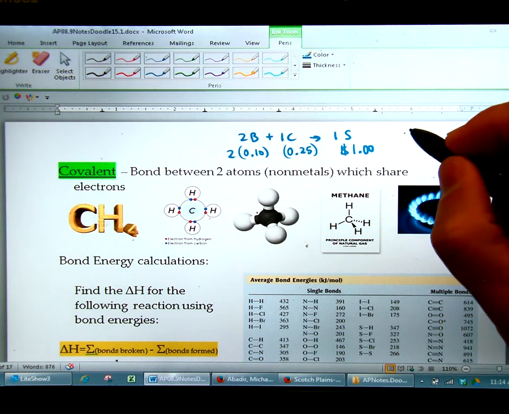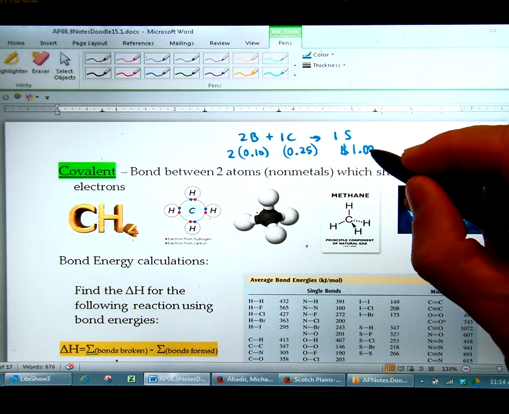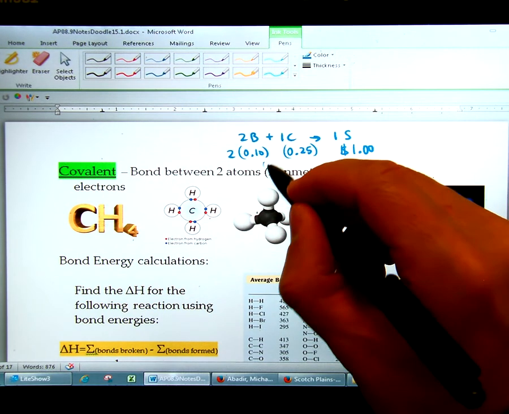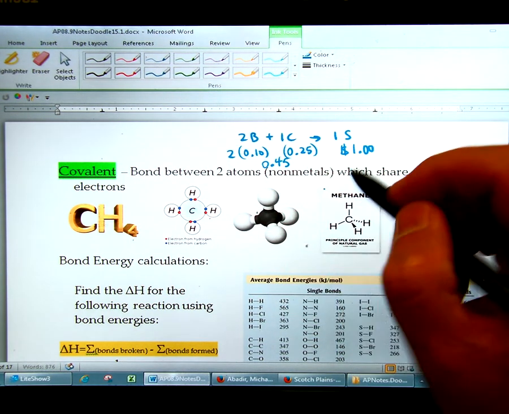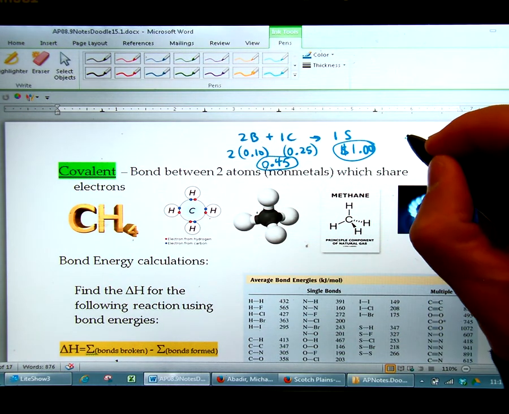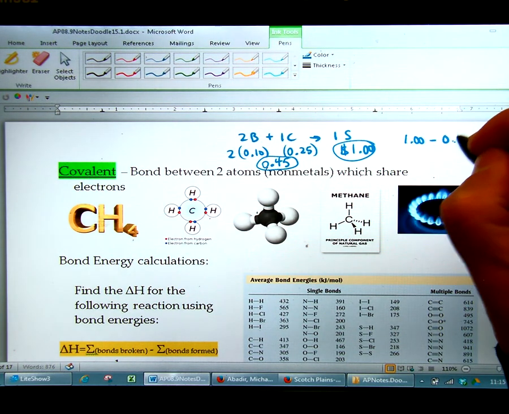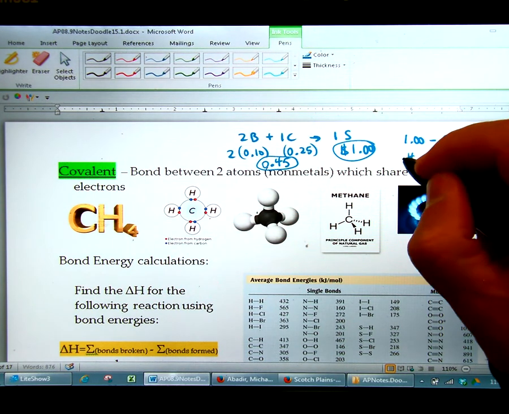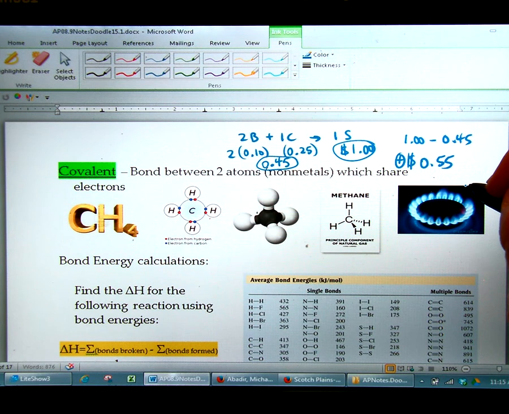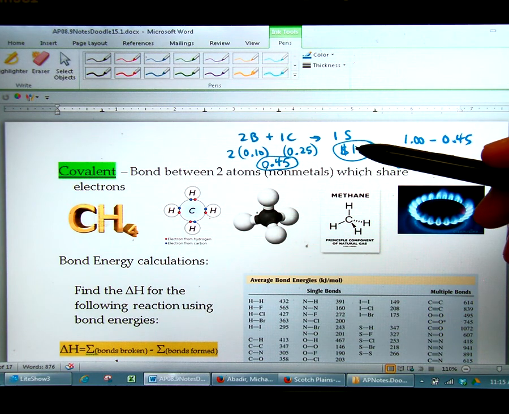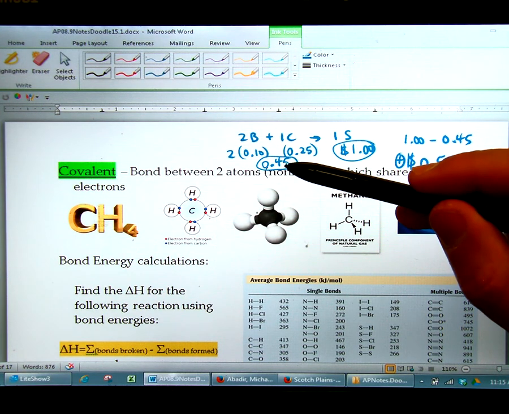The answer is we're making money because we're selling the sandwiches for $1, but the total cost is 45 cents for the whole sandwich, not including labor, of course. So it costs us 45 cents, but we're selling it for $1. So you would do $1 minus 45 cents, and that's going to give you positive 55 cents. Positive. So that means we're making money. We're taking in money. And that's because the products have more stored energy than the reactants.